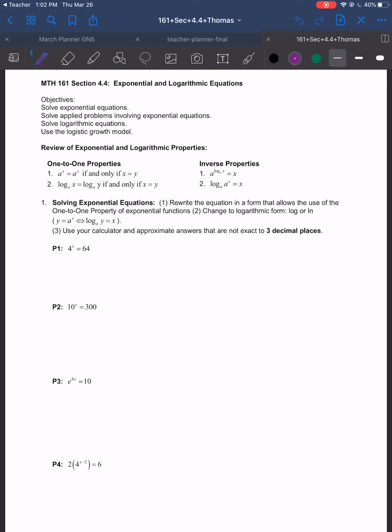In this video, we're going to cover section 4.4, which is exponential and logarithmic equations. We're going to solve exponential and logarithmic equations, solve applied problems using exponential equations, and use our logistic growth model.